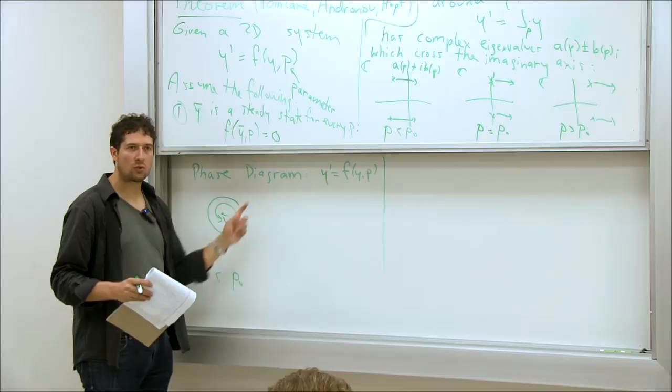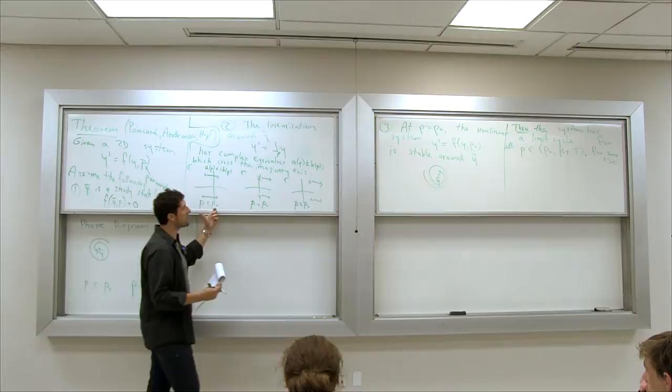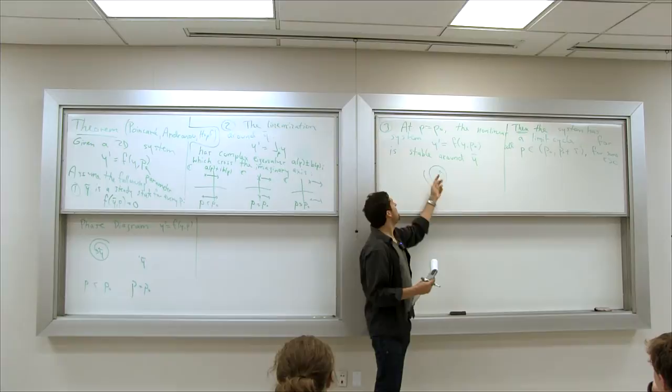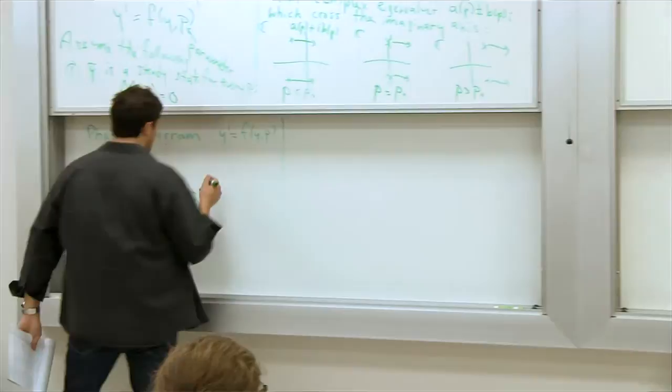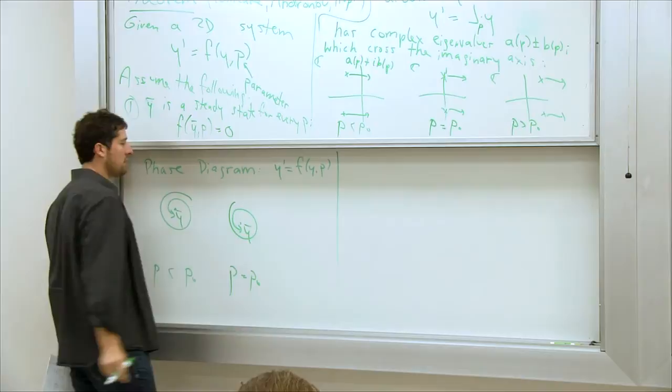Okay, at p equal to p0, we have the following situation. Now let's not look at this, but let's look at this assumption. So basically, I'm just going to draw this again. Assumption number 3 says that this system is stable at y bar. And because we know that the linearization has periodic oscillations, the behavior of the original system must be like this.